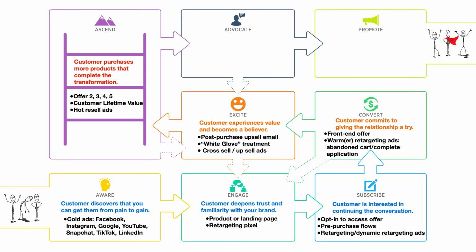And the next stage is the ascend stage. And this is where the customer purchases more products that complete their full transformation. So if you remember at the convert stage, they bought from you once. At the excite stage, they experienced that product and became a believer. At the ascend stage, this is where your business actually makes the most profit. Because when a customer buys from you a second time and a third time and a fourth time and a fifth time, guess what? There's no longer a hefty customer acquisition cost associated with that sale.